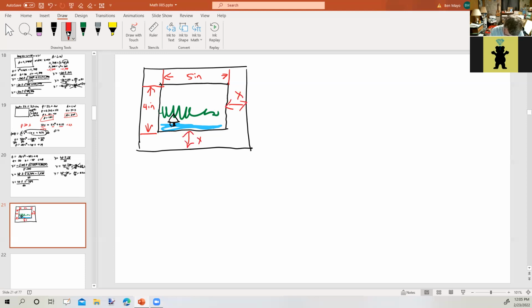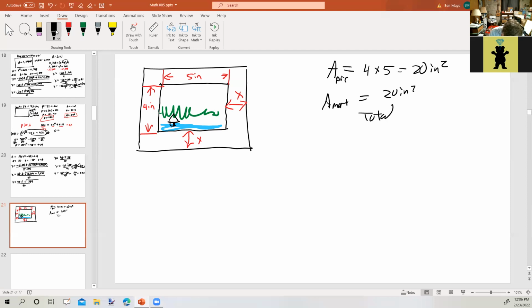So what do we know? The area of the picture would be 4 times 5, which is 20 square inches. Okay. We're told that the area of the matting is equal to the area of the picture. So we'll say this is the area of the picture, and the area of the matting is also 20 square inches. So total area is what? 20 plus 20, 40 square inches. Okay, so the total area is 40 square inches.